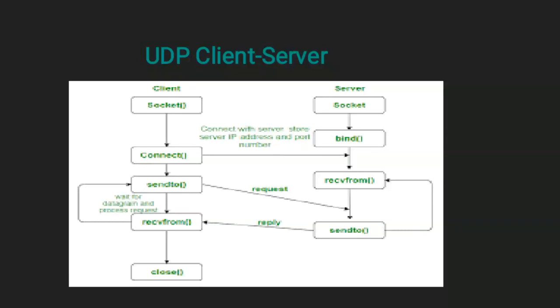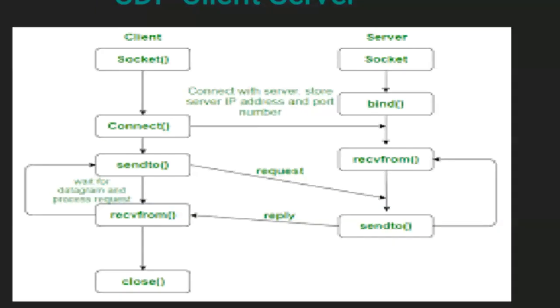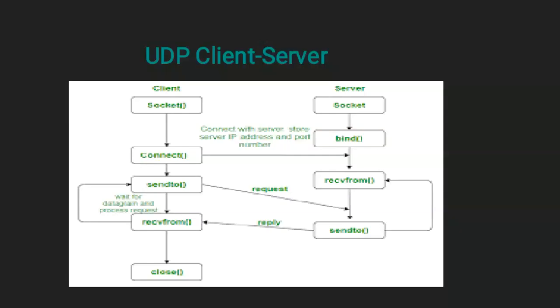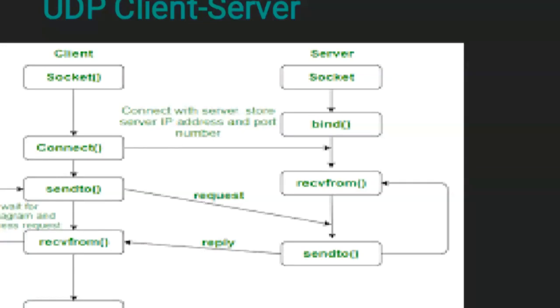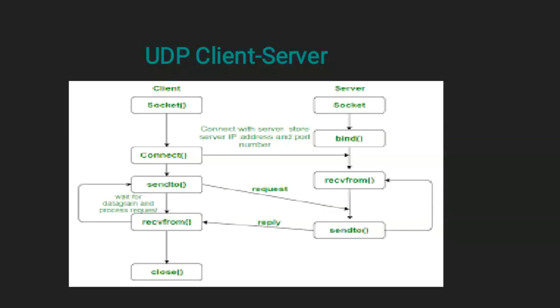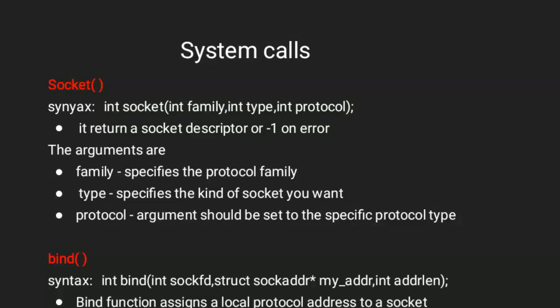This is the UDP client-server protocol, where on the client side they use methods like connect, sendto, close. On the server side, bind, recvfrom, and sendto. And the system calls of the UDP protocol are socket and bind. These socket and bind system calls are the same as in the TCP/IP protocol. They have three arguments as in TCP/IP, and in bind the arguments are the same and the function is also the same.